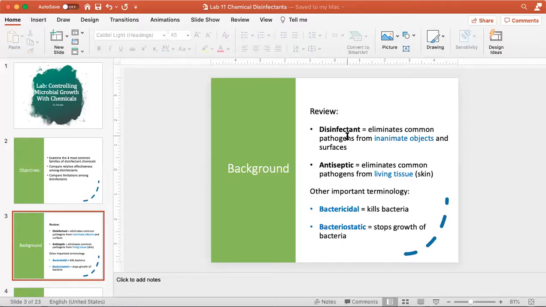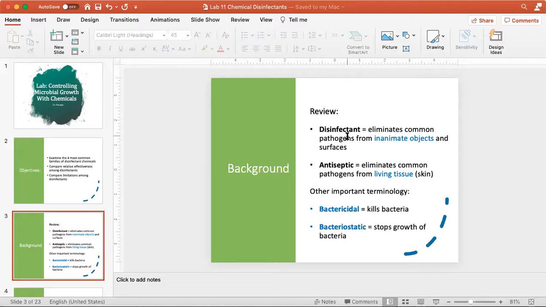Now, an antiseptic is very similar because it will also eliminate common pathogens, but it's not applied to inanimate things. It's not applied to surfaces and objects. It's applied to living tissue and primarily to skin. So whenever we apply a chemical substance to our skin for the purposes of killing microbes, that is what we refer to as an antiseptic.